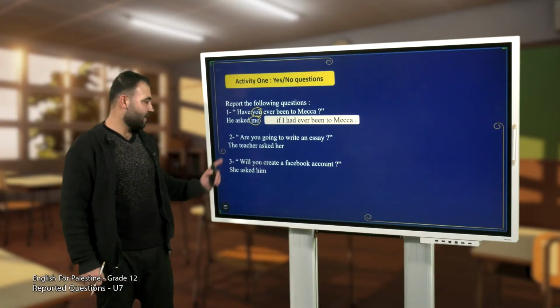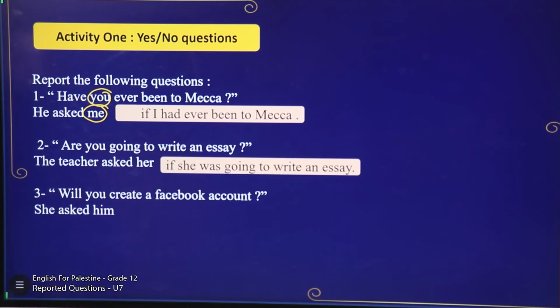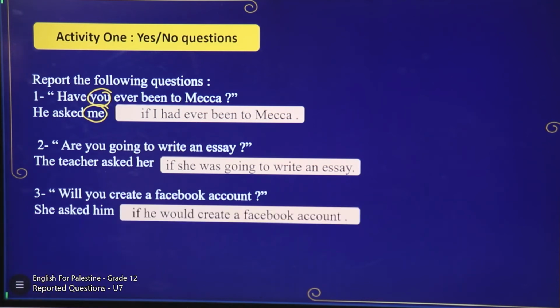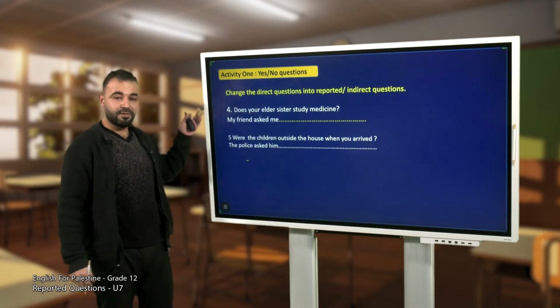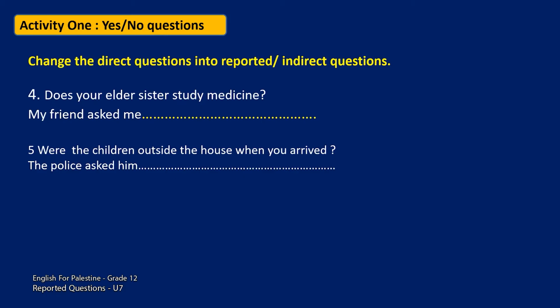Number 2, are you going to write an essay? The teacher asked her if she was going to write an essay. Number 3, will you create a Facebook account? She asked him if he would create a Facebook account. Let's continue with 4 and 5. Please read them and try to find answers quickly.